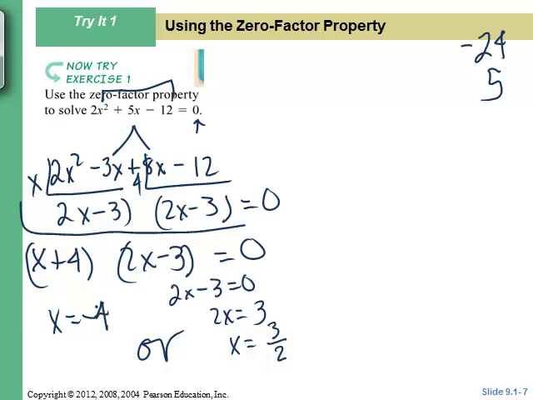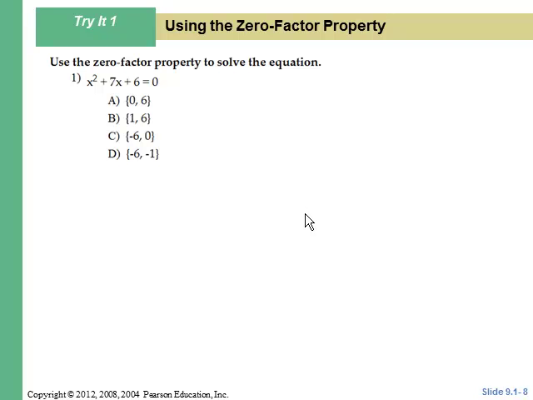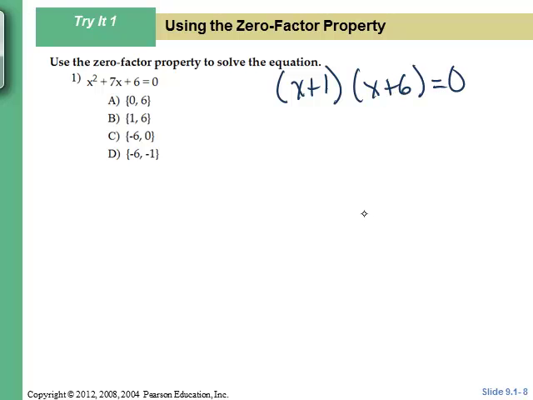Next one. Okay, what two numbers multiplied equal 6, added equal 7? x plus 1 times x plus 6 equals 0. So x equals negative 1 or x equals negative 6 are your two answers there.